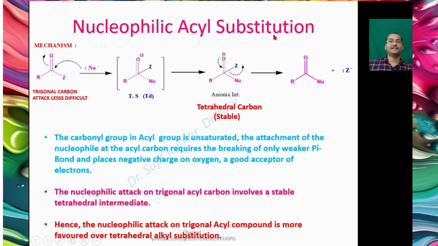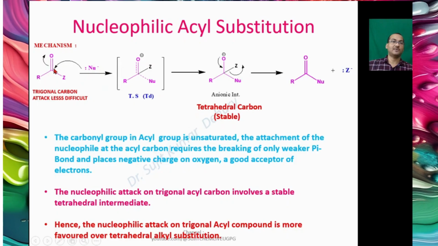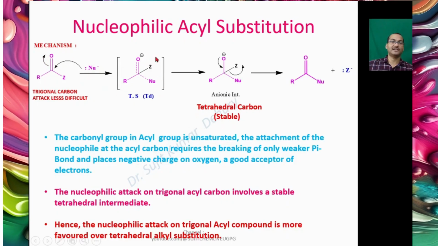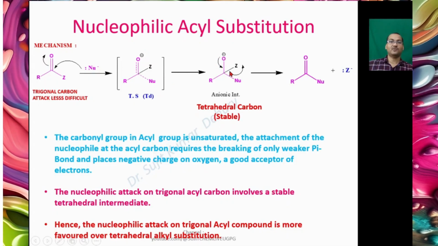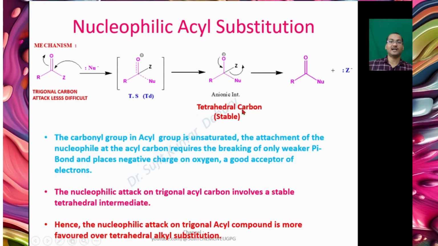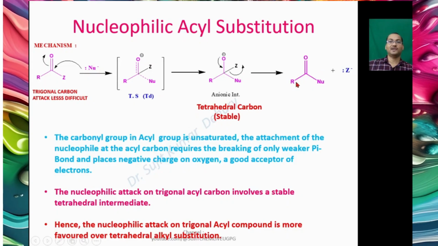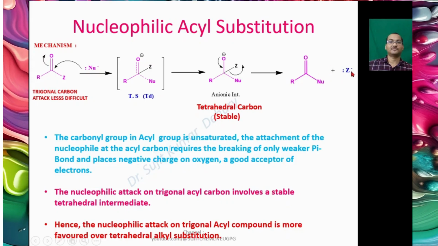Similarly, in nucleophilic acyl substitution, we already know the nucleophile will attack this carbonyl carbon, and this CO will break on oxygen. So you get this tetrahedral transition state, and when this O minus comes back, it will kick out Z as Z minus. So this is the anionic tetrahedral carbon intermediate. It is more stable. As a result, you get the nucleophilic acyl substituted product RCONu plus Z minus.